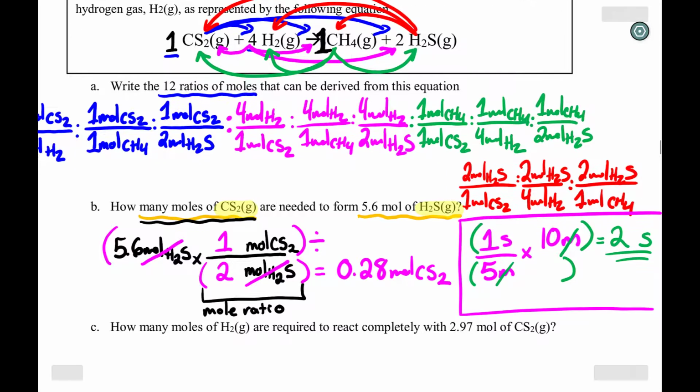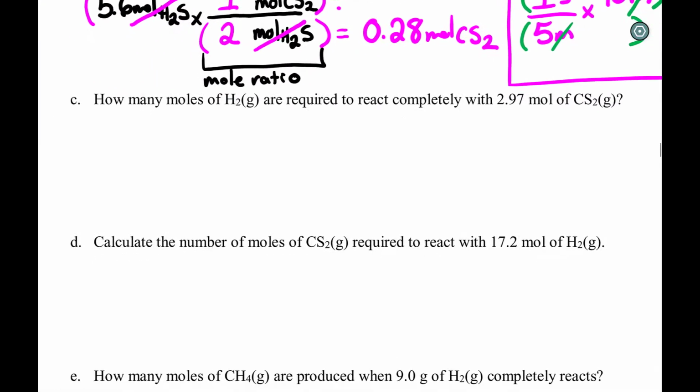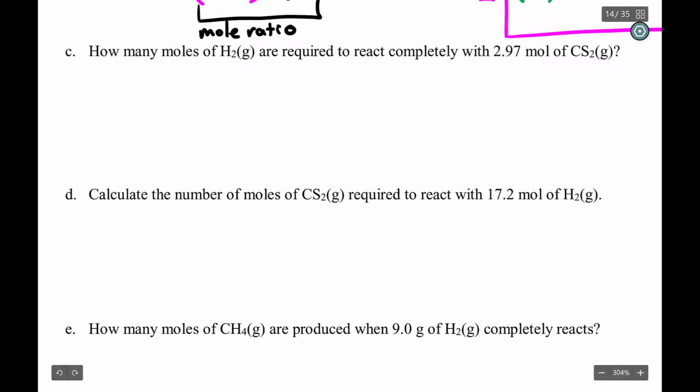All right, let's try one more, and then I will get you to do one on your own. So reading the next question, it says, how many moles of H2 are required to react completely with 2.97 moles of CS2? Now, following the rules, I have to start with the number I'm given. The number I'm given is 2.97 moles, and then I subscript what substance that is, CS2.